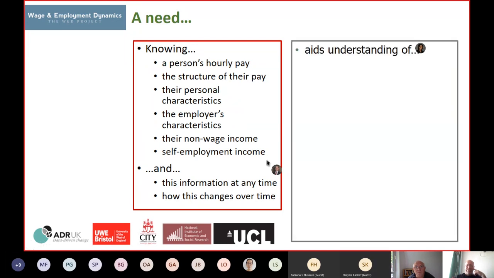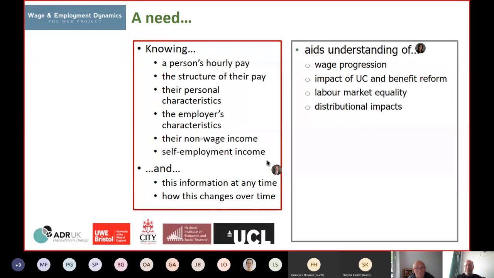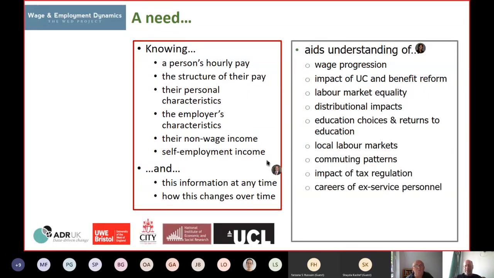Now, let's consider we could think about wage progression. We could think about the impact of universal credit and benefit reform, labour market equality, distributional impacts, education choices, labour markets, commuting patterns, tax regulation, ex-service personnel, householding, retirement decisions, etc. Essentially, across a lot of government, if you have this sort of information, then every government department is going to have some interest in this.